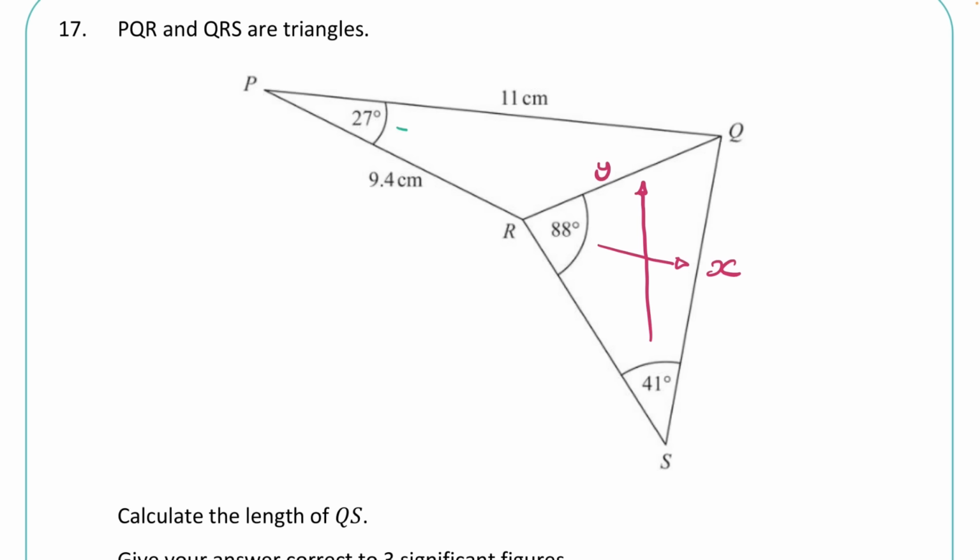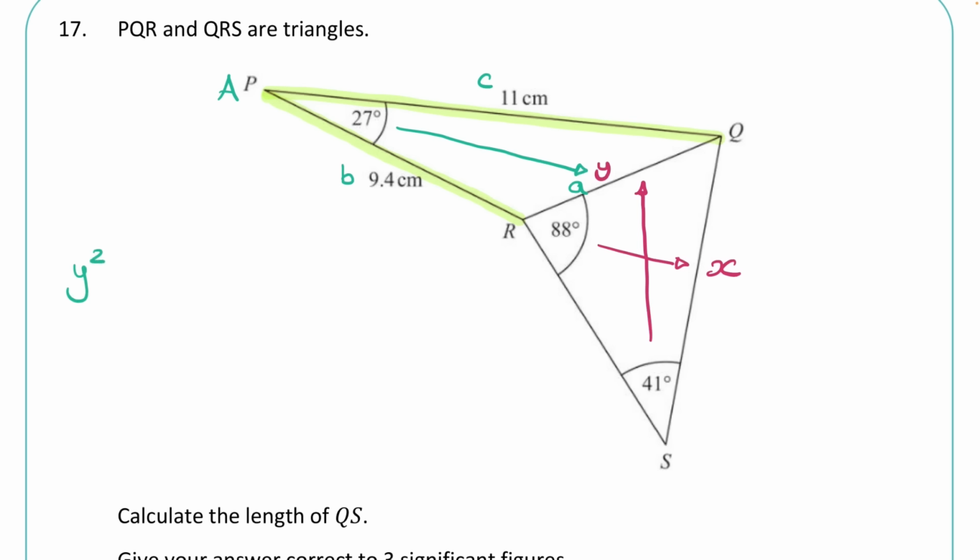Well, it's opposite the 27. However, I don't have any other pairs of opposites, so I can't use the sine rule. But I do have the two side lengths that make this angle, the 9.4 and the 11, which means I can use the cosine rule. So for y, that would be my value of a, and this would be my large A, and 9.4 and 11 will be b and c. Again, they can be written in either order.